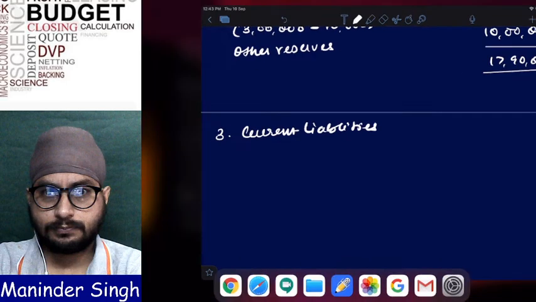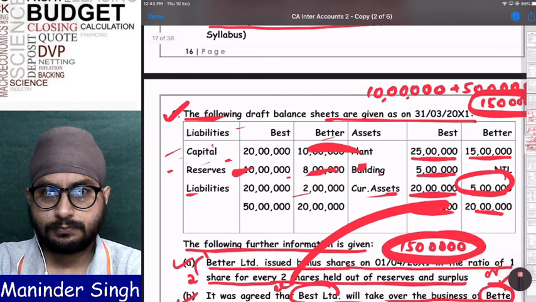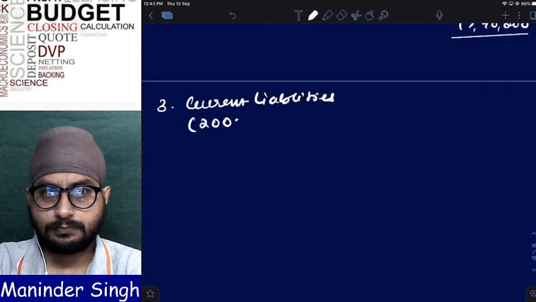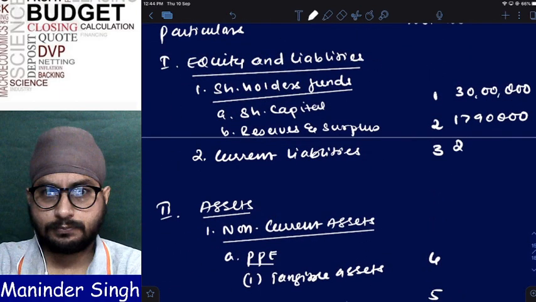Sir, how much is the current liability given in the question? 20 plus 2 lakhs, 22 lakhs, right? Don't write this in the exam, I'm telling just for your understanding. Now, I have to eliminate intergroup transactions or not? Should I eliminate 1 lakh from liability? Should I eliminate 1 lakh from assets also, right? Assets also have to be eliminated, liability also. So how much will it be? 21 lakhs. So we'll go back here and write 21 lakhs.